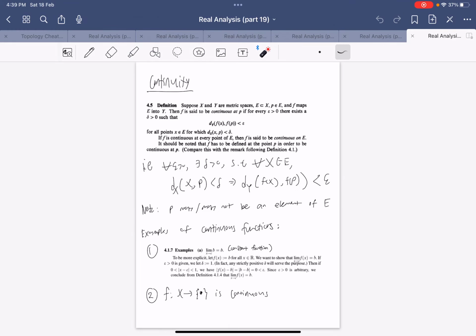Hi, in this video, I'll continue my journey into metric spaces, where in the previous video, I've talked about functions and introduced the limit values of functions. In this video now, I'll talk about continuity.